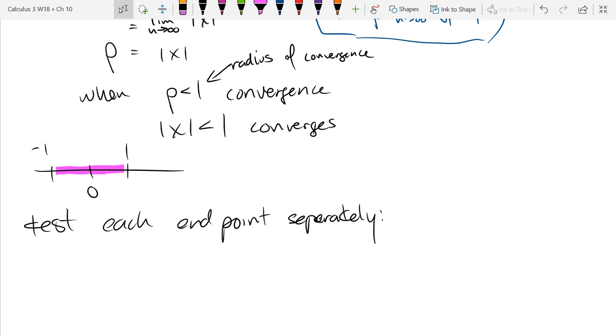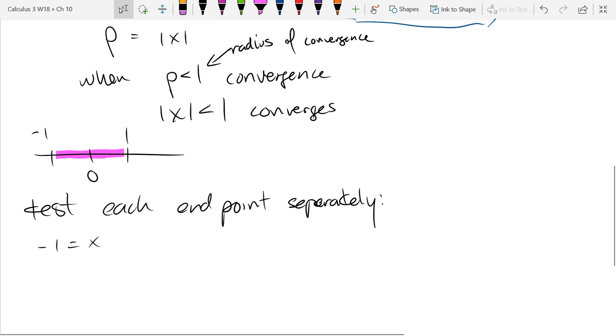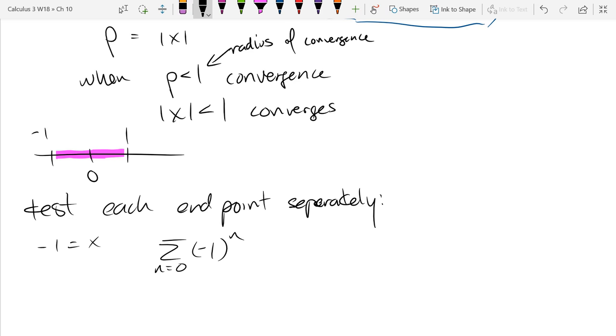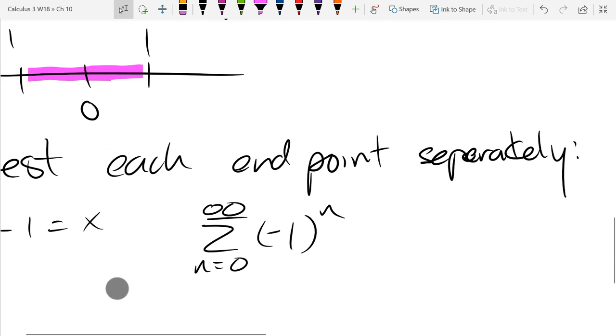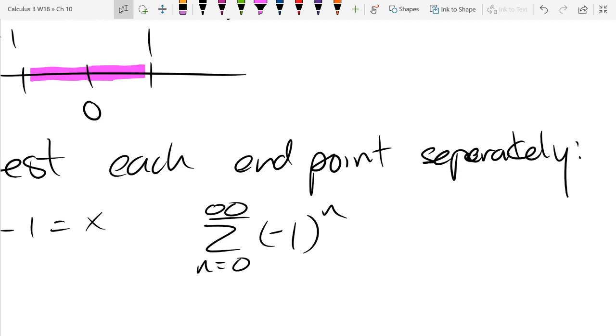So it doesn't really matter which one you start with. I'll just start with the small one. So I'm going to test x equals negative 1 first. So when I plug that in, it is negative 1 to the nth power. All right, converge or diverge? So we don't have a power series anymore because we filled in a value for x. So this is just a regular series. You can go back to anything pretty much in chapter 10, any of those tests. Just remember, root and ratio is not going to work on this guy.